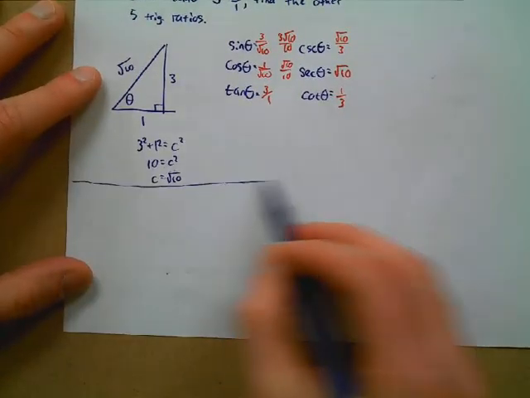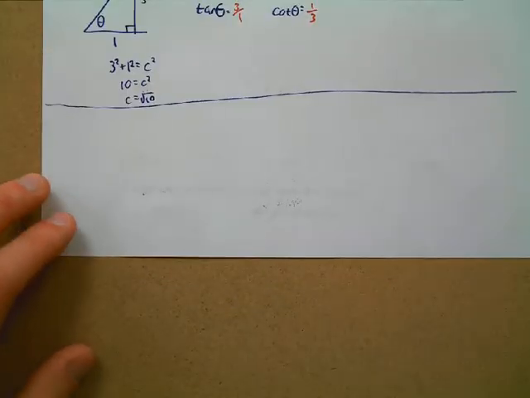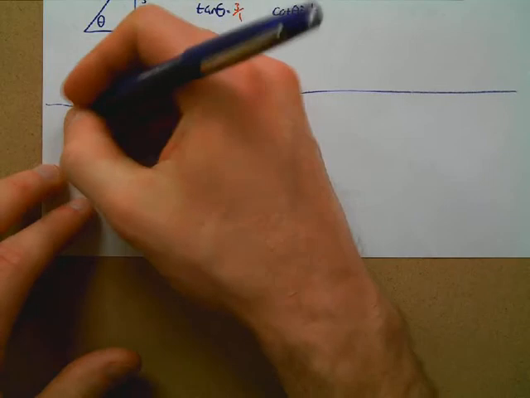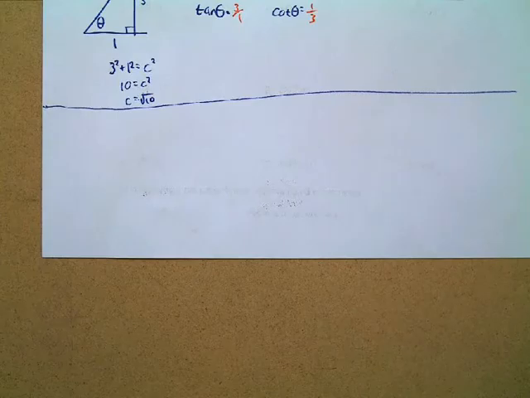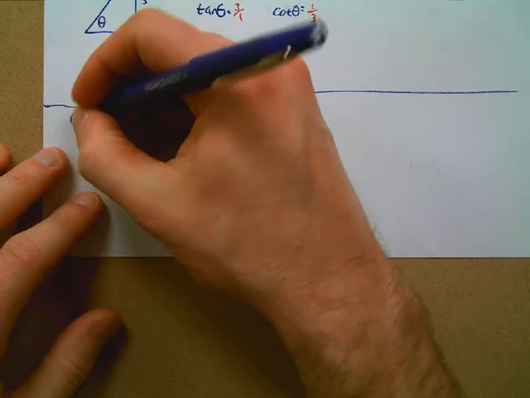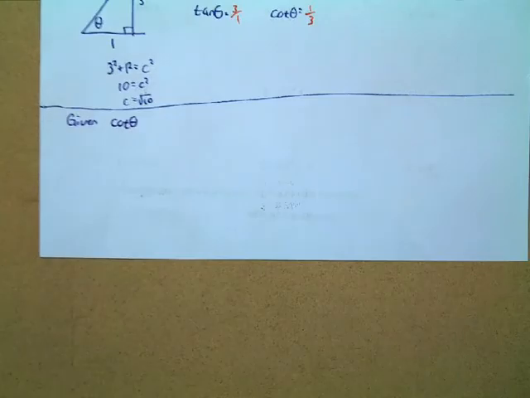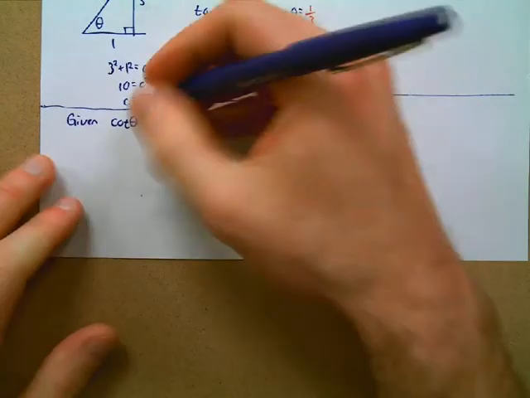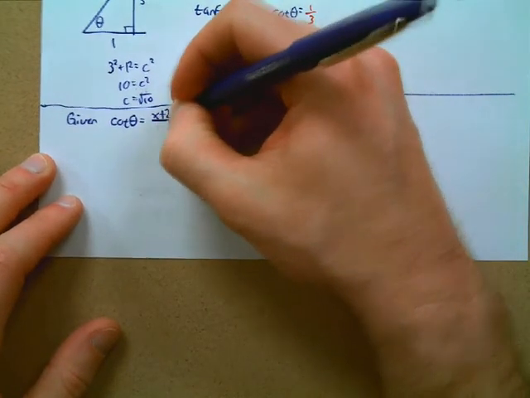For example, we could be given that cotangent of theta is equal to x plus 2 over 7. So we're going to throw in a variable here. We can be given this. But the idea is still the same, right? Let's just proceed as we normally would and see what changes.